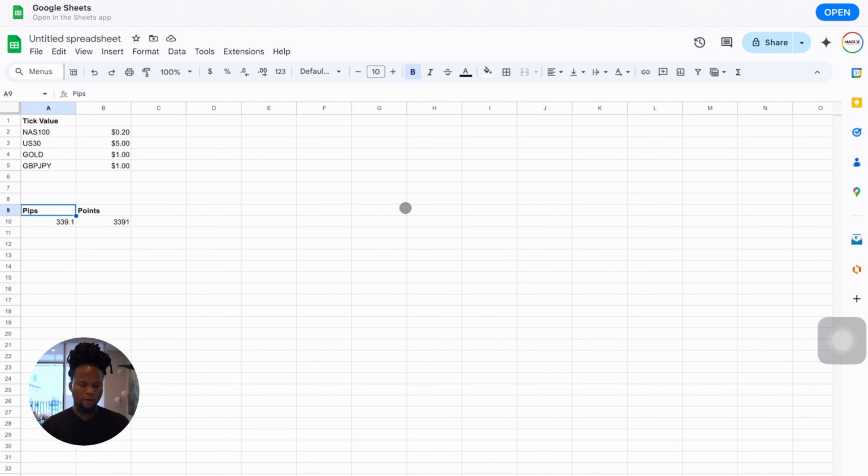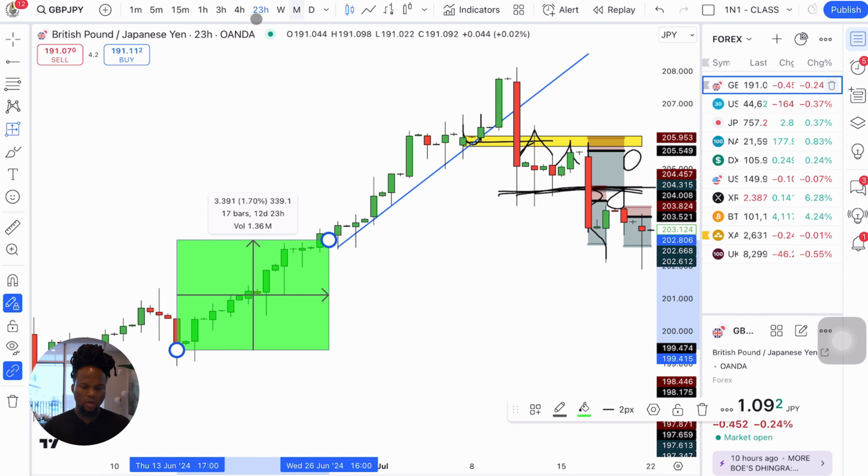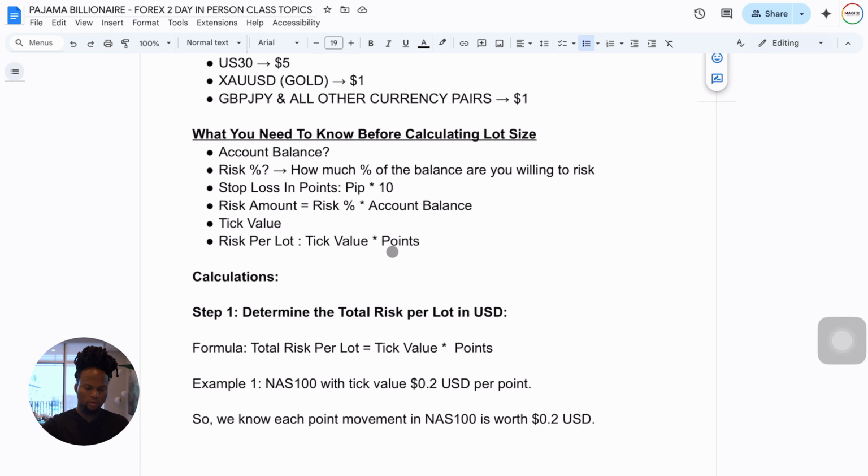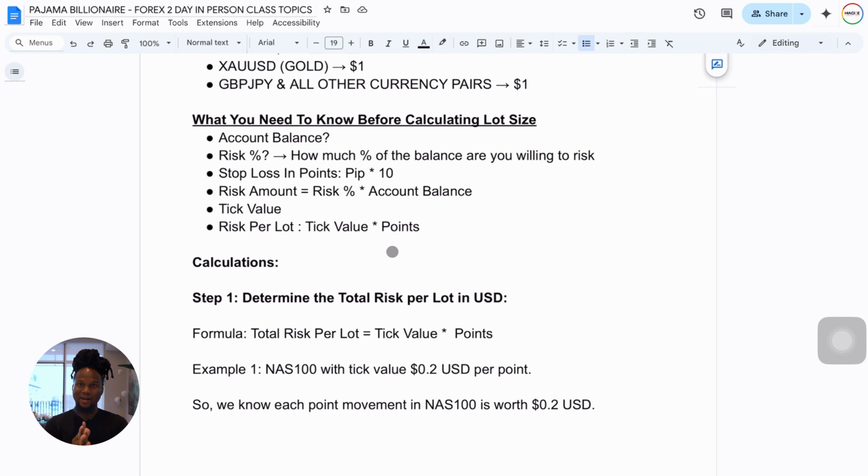So let's dive in now. This is based on what I saw on the app when I went on the app. Now, what you need to know before calculating the lot size: you need to know the account size, the risk percentage, lot size in points, and you're going to need the risk amount, and a tick value and stuff like that.